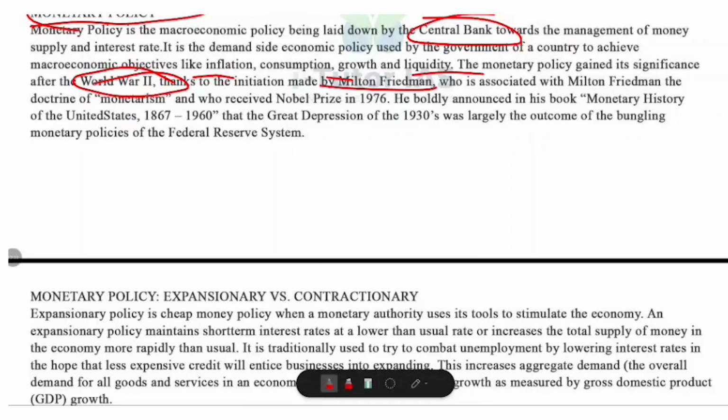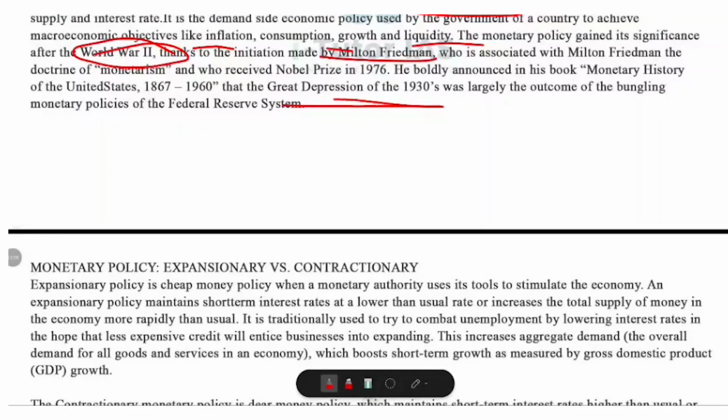He even went to the extent of saying that the Great Depression of the 1930s in the US was actually caused by the wrong monetary policy of the Federal Reserve. He explained this in his famous book, A Monetary History of the United States 1867 to 1960. For his contribution, he was awarded the Nobel Prize in 1976.